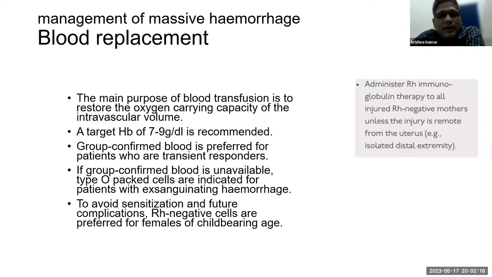Again, regarding blood transfusion, the target hemoglobin is 7 to 9 grams per deciliter. If it is more than 7, one need not consider giving blood. If readily cross-matched blood is not available, one can consider giving O negative blood, especially in patients with exsanguinating hemorrhage. And in pregnant female patients who are Rh negative, it is important that they get Rh immunoglobulin therapy.